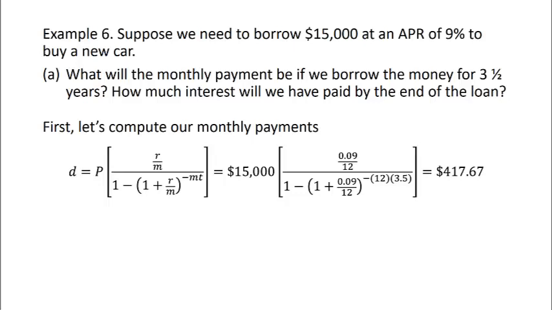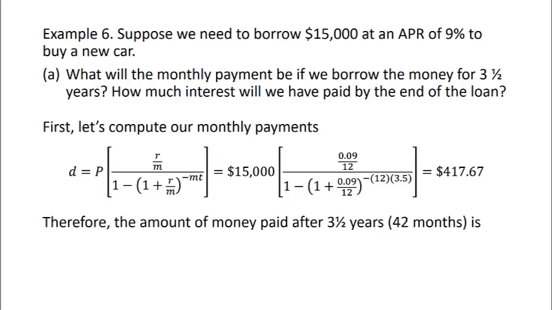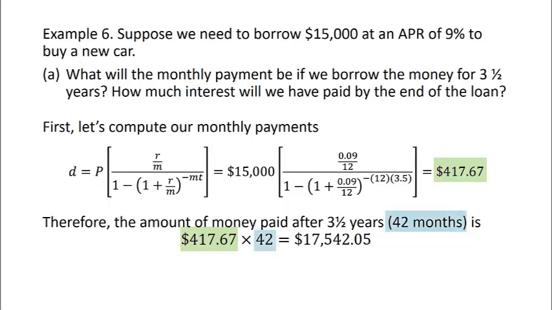First, let's compute those monthly payments. Here's our formula. We're borrowing $15,000 at an APR of 9% compounded monthly, and we're going to make these payments for 3.5 years. We see that we end up with a monthly payment of $417.67. So how much interest will we have paid? Well, the amount of money paid after 3.5 years, or 42 months, will be the amount of our monthly payment times 42. So the total amount paid will be $17,542.05.